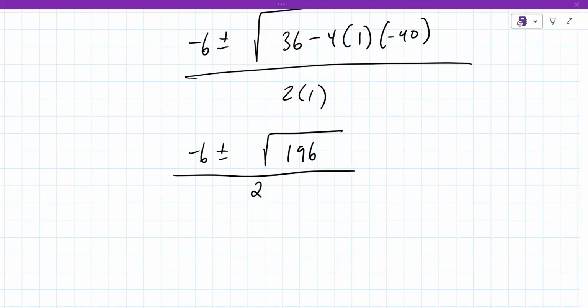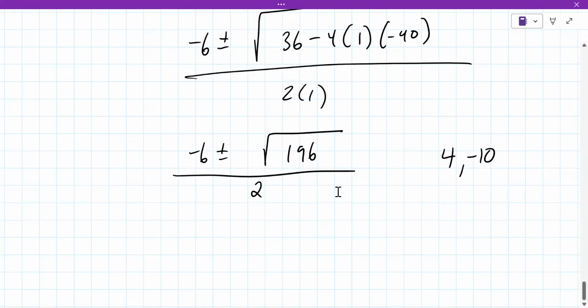That's 14. So then negative 6 plus or minus 14 over 2. And then you get 8 over 2 is 4, and then 4 and negative 10. Okay.